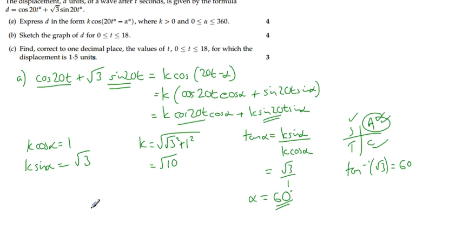Okay, so cos 20t plus root 3 sine 20t is equal to root 10 cos(20t minus 60). Okay, for part B, we're sketching the graph. Give me a sec, I'll just tidy this up to give me some room. So I'm going to do some marking first. The first mark is for the expansion, the second for your k cos and k sine, the third for your root 10, and the fourth for your 60.